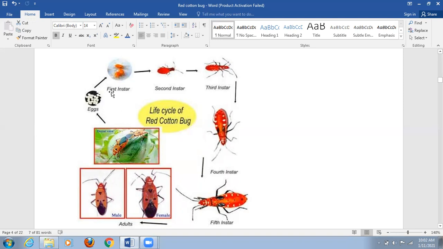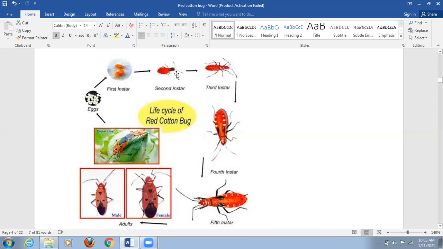So this nymph, as I told you, undergoes five moltings. Molting means what? This is a very important phenomenon for the insect. All insects undergo molting. That is, they shed off their skin regularly, like a snake. They also have the ability to shed off their skin, and that phenomenon is known as molting.